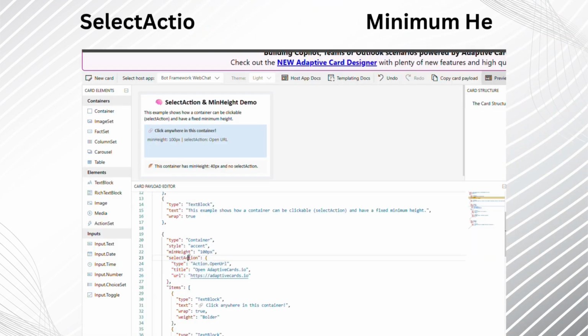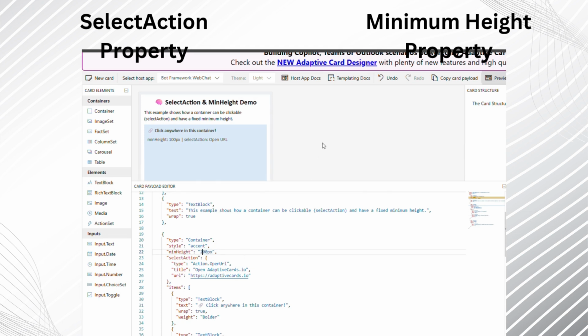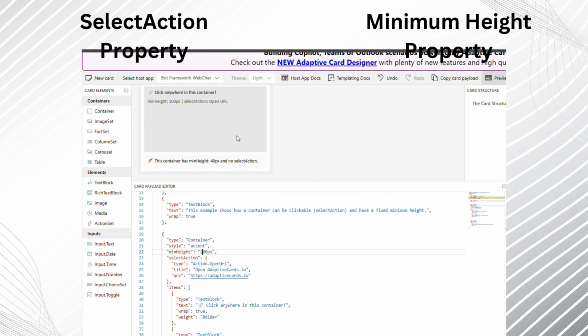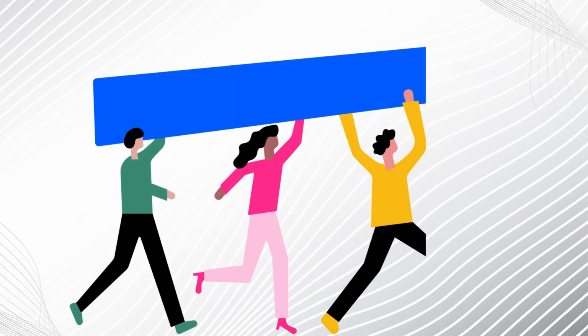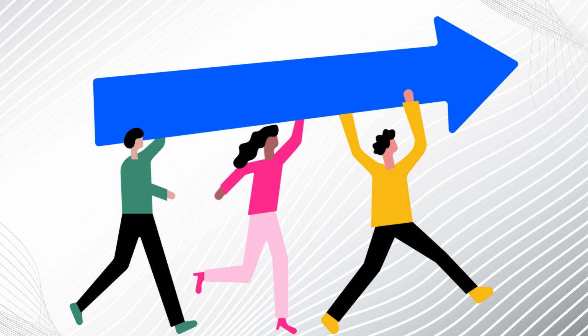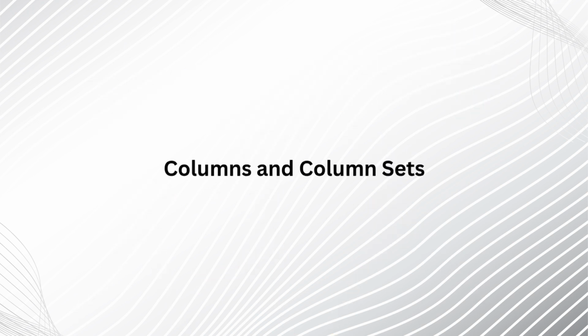Select action property. This makes the entire container clickable. Great for creating card sections that act as buttons. Minimum height property. This sets a minimum height for the container, ensuring it doesn't collapse too small even with little content. Moving forward from containers, let's explore another important property of adaptive cards: columns and column sets.